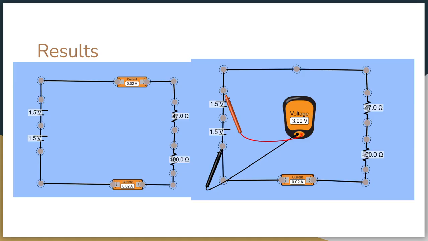So, into our results. Here you can see some of the circuits that they asked us to design. Since this is a single steady state loop, the circuit charge is conserved, meaning our ammeter reads a uniform 2.02. Using Ohm's law, I measured the voltage drops and it yielded exactly 100 ohms resistance for one resistor and 47 ohms for the other.